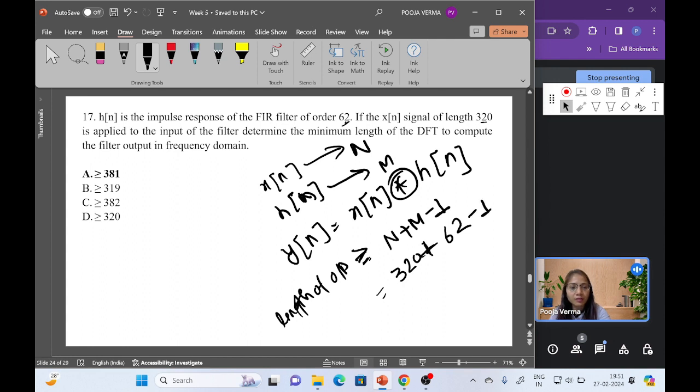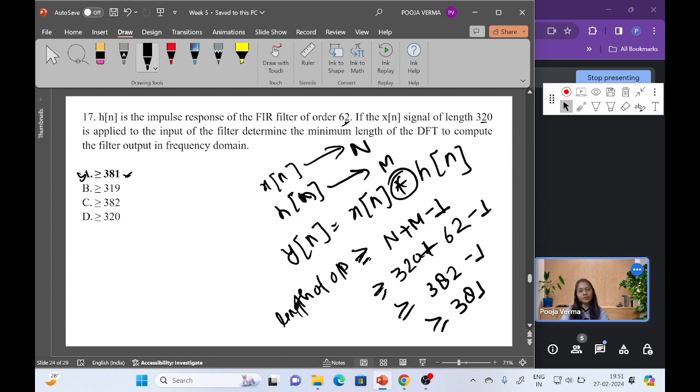And minus 1, so this must be greater than or equal to 2, 8, 3 minus 1. So this must be greater than 382 minus 1, which is 381. So option A is the correct answer. The length of the output signal in the frequency domain must be greater than or equal to 381.